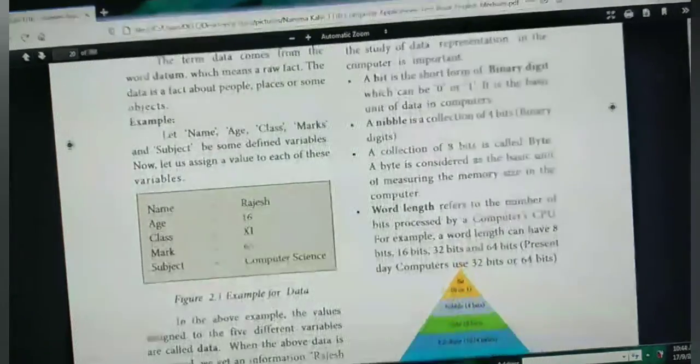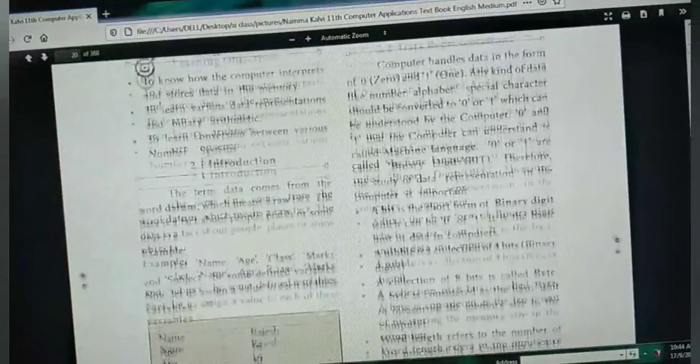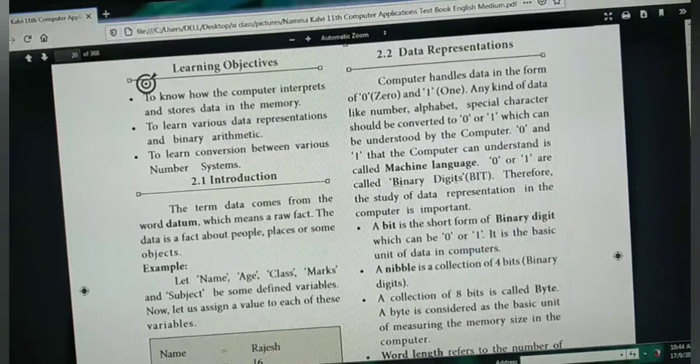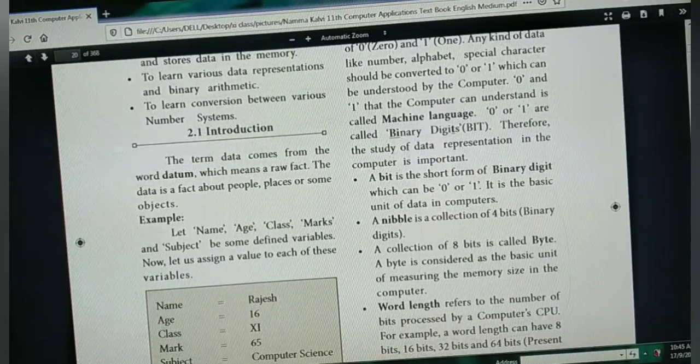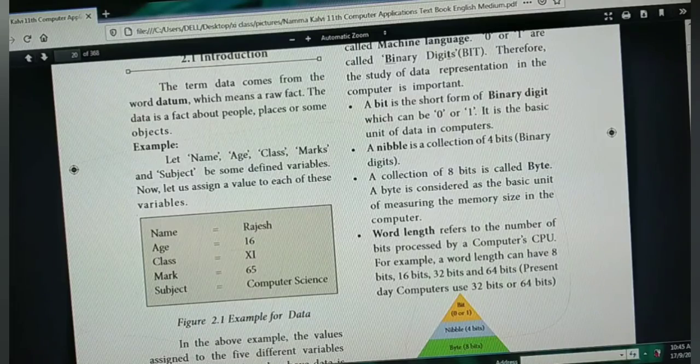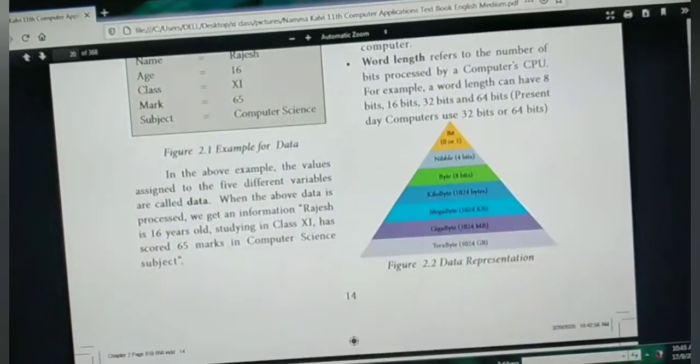Similarly, you come to this side. To this side, you are having bits. What is the expansion for bit? It is binary digit. Next, you have to mark for an extra question: a bit is the shortest form. What is a bit? Next one, nibble. Next one, byte. And next one, word length. So all these, you mark for your extra 2-mark question.